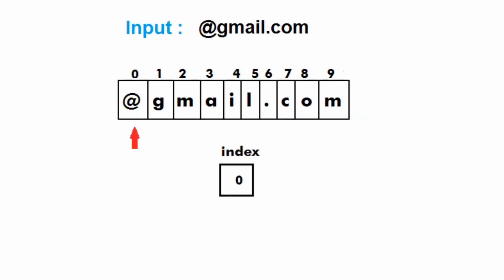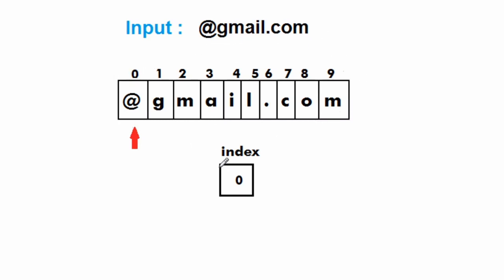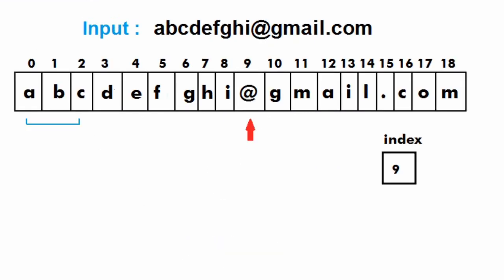Now let's look at this case. Here @ is present, but there is no character before @. So again we will try to find the index of @. Here the index of @ is 0. So in this case also we will display invalid input. In the last case, we have the string abcdefghi@gmail.com. As you can see in this particular input, the index of @ is 9.